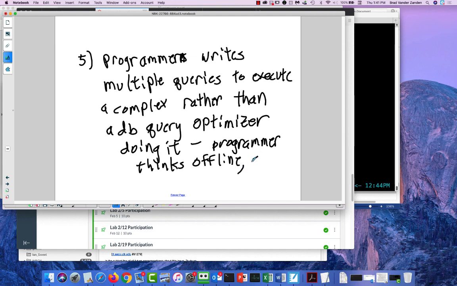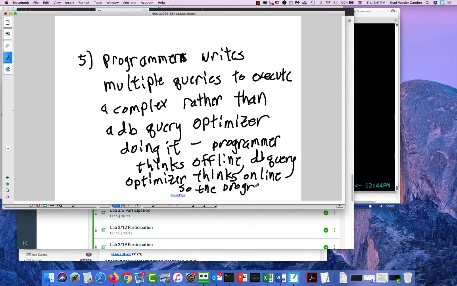The DB thinks, the query optimizer thinks online. It has to figure out in real time how to do it. So the programmer is faster in real time because the programmer did all their thinking offline, so it doesn't cost any computer time. Whereas the DB query optimizer has to do its thinking at runtime. That slows down performance.